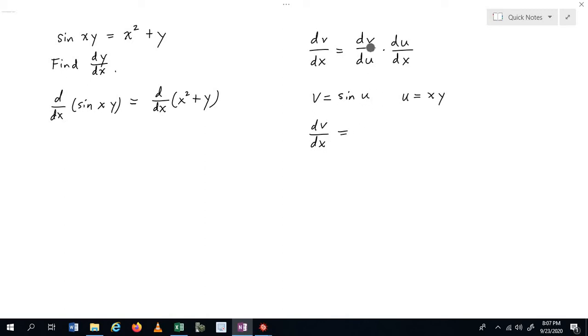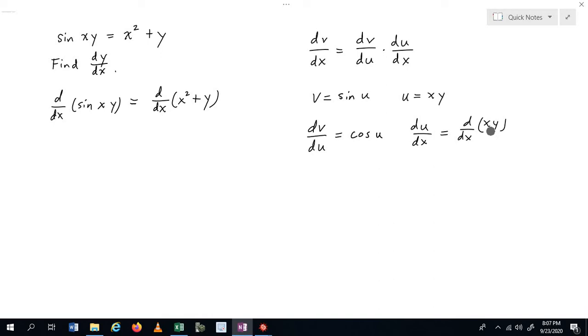dv/dx is the same as dv/du times du/dx. Let's find dv/du first. That's just the derivative of sine of u with respect to u, and that's cosine of u. Now we need du/dx, which is simply the derivative of xy with respect to x, because that's what u is equal to.